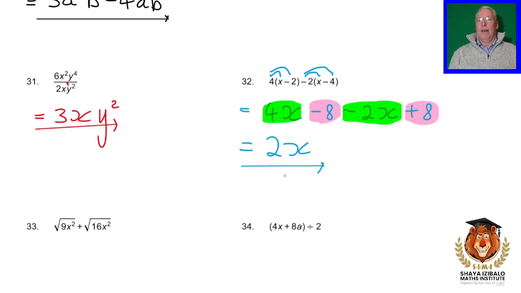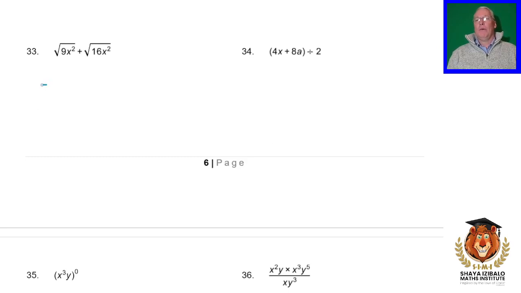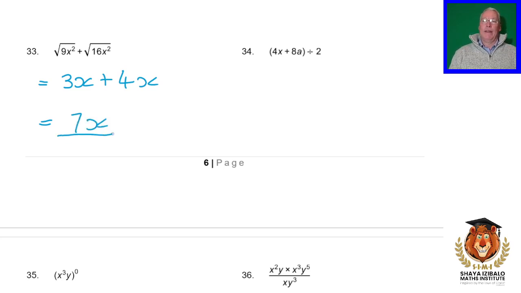Okay. Remember, when we square root, square root of 9x squared, what will multiply by itself to give us 9x squared? And the answer is 3x. What will multiply by itself to give us 16x squared? And the answer is 4x. Can we add these two things? Absolutely. They are like. Final answer, 7x.